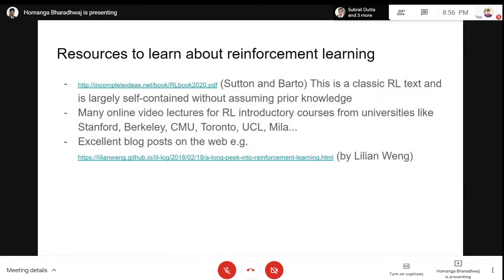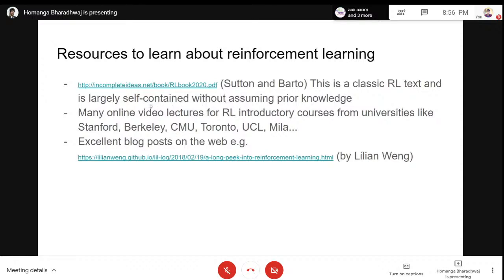And yeah, that was a very brief summary of what reinforcement learning is and how it can be used to control an embodied agent. In this case, the embodied agent is the differential drive car. To read more about reinforcement learning, you can look at this book by Sutton and Barto, which is a classic text in reinforcement learning.